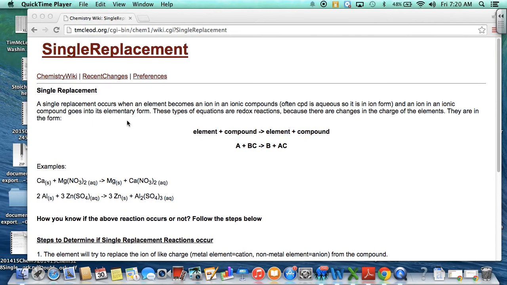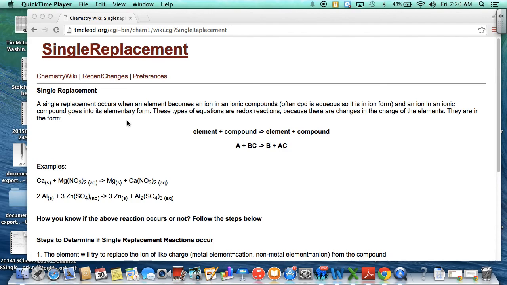This is a video on predicting single replacement reactions, and at the end I will briefly discuss the net ionic reaction, how you find the net ionic reaction from your complete balanced chemical reaction. If you have not seen the video on net ionic reaction, you need to take a look at that first before you look at the rest of the video.